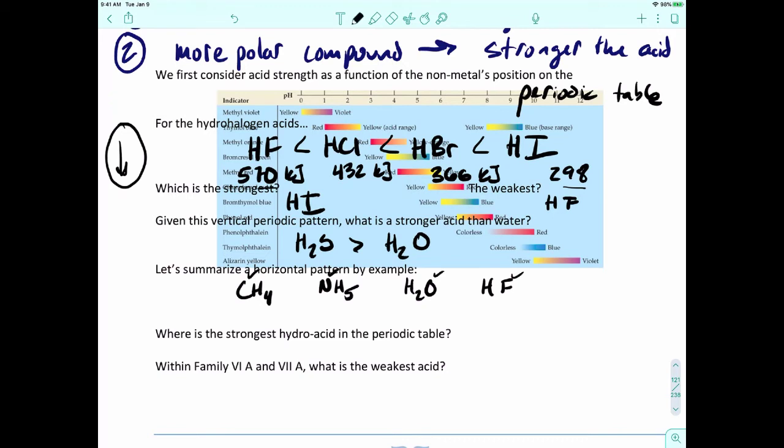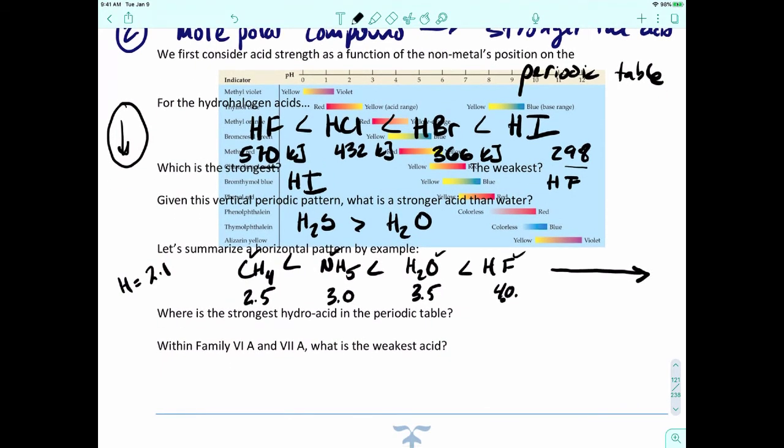If we were to look at electronegativity, fluorine has a value of 4.0. Oxygen is going to have a value of 3.5. Nitrogen is going to have a value of 3.0. And then carbon is going to have a value of 2.5. Now hydrogen is going to have a value of about 2.1, and that isn't going to change between all four compounds. But looking at this pattern, it seems to indicate that acid strength increases as you go from left to right.